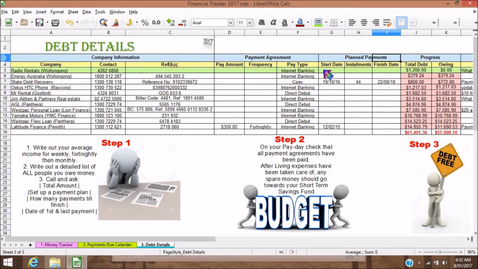I like to also write down the beginning, when it starts. So when you've made a payment plan, your first payment plan starts on that date, and then it finishes on the next date. And your installments. Some companies tell you how many installments it'll take before you're finished. Like this company here, State Debt Recovery, told me at $20 a fortnight, if I stick to that agreement, all I need to do is do that 44 times, which is kind of cool.